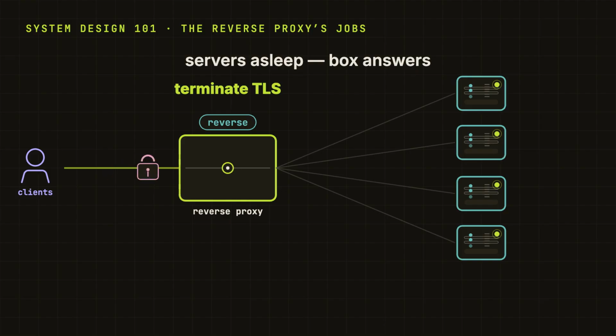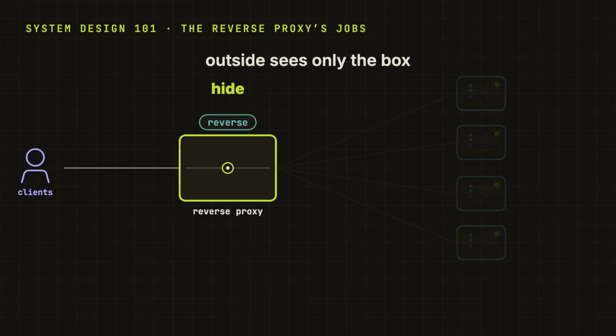It can terminate TLS, handle the HTTPS encryption right there at the edge, so the servers behind it don't each have to. Inside, it might pass plain traffic on or re-encrypt to the servers. That is a setup detail. And it can hide the servers as well. The outside world only ever sees the proxy.